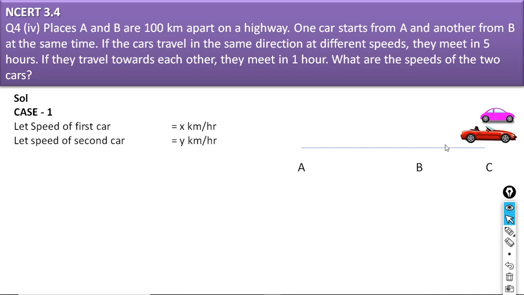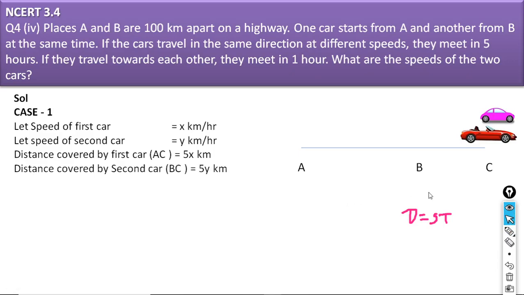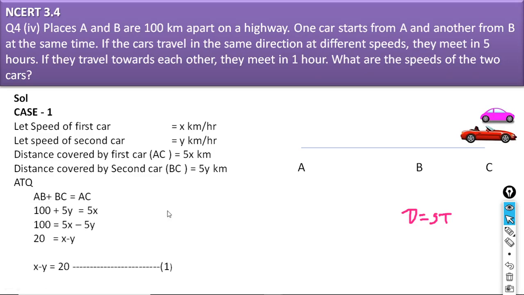So in this question, we convert the question in terms of distance. The distance covered by the first car is equal to 5x, since we know the formula for distance is equal to speed into time. Speed for the first car is x and time taken is 5 hours, so we get 5x kilometers. Similarly, the distance covered by the second car will be equal to 5y kilometers. Now according to the question, we use the condition AB plus BC is equal to AC. AB is 100 given in the question, BC and AC we just found. By substituting and solving them, we get the first equation as x minus y is 20.